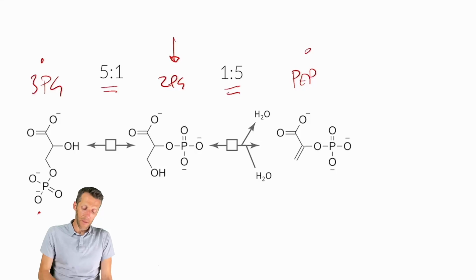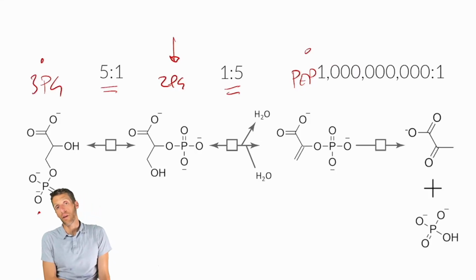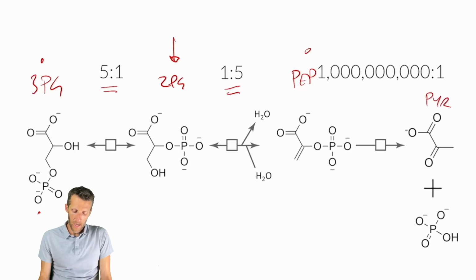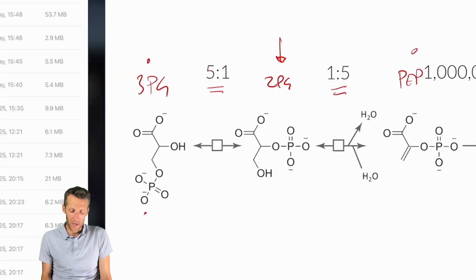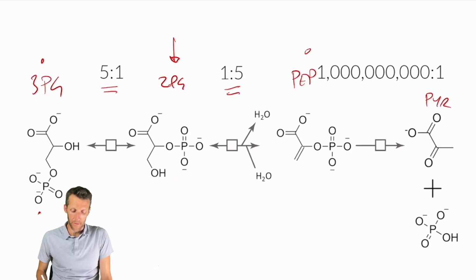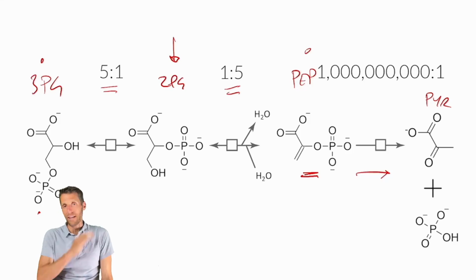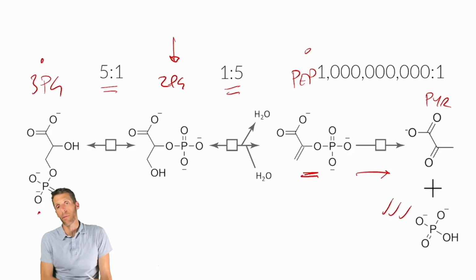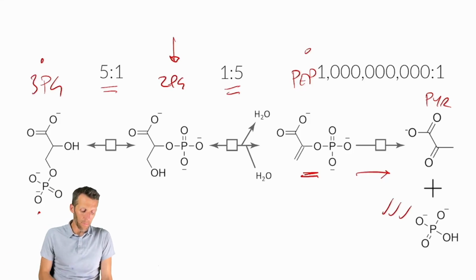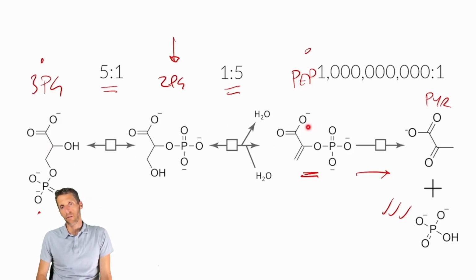But then the last step, which is chopping the phosphate off of phosphoenolpyruvate to make pyruvate, is about 1,000,000,000 to 1 forward. Once you get here, if this happens, it's a ratchet. You've gone there, you're never coming back. So you can think about this as these molecules can flip back and forth between these states, fine, whatever, and then you get here, ratchet, and now you've released that phosphate.